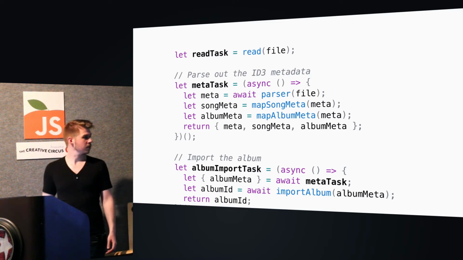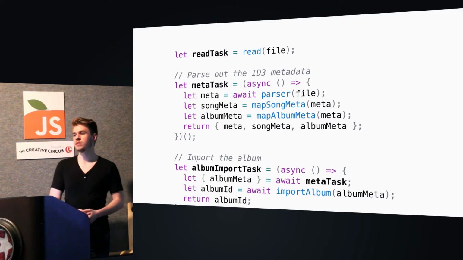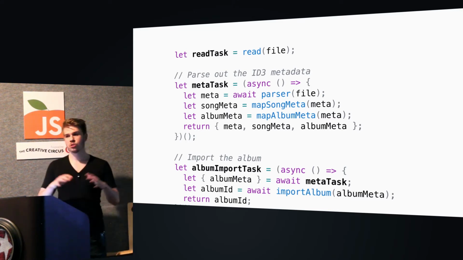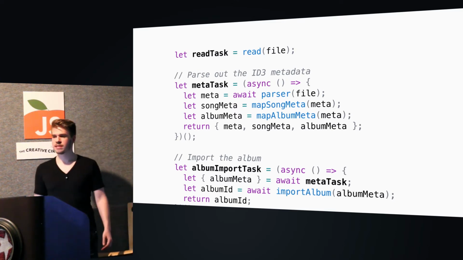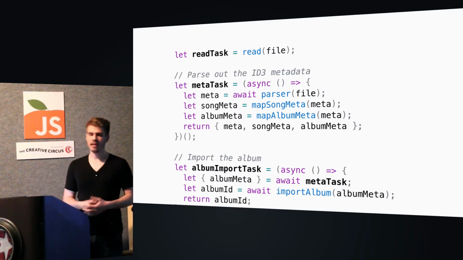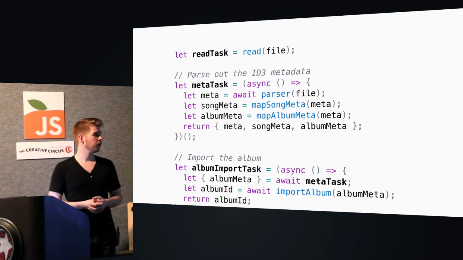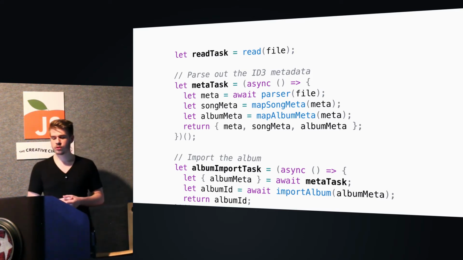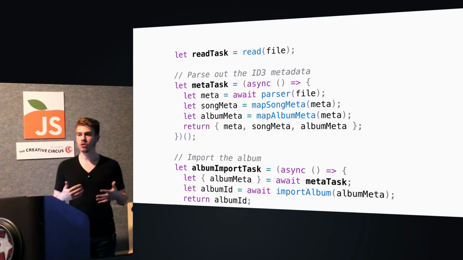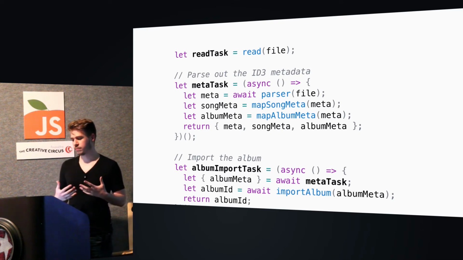We would have the read task. You'll notice that there's actually not an async IIFE here. I've just assigned a promise, which is what this read function returns, into a local variable. Totally fine. I didn't need to stick that in an async IIFE. The next one, which reads out the ID3 metadata, the first thing it does is await the result of a parser, which might be a third-party MP3 parsing library. It awaits that before it extracts all this metadata, and then what this task results in is going to be some useful metadata, song metadata, album data, etc.